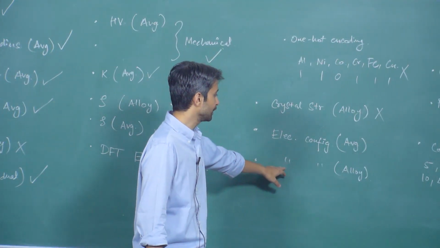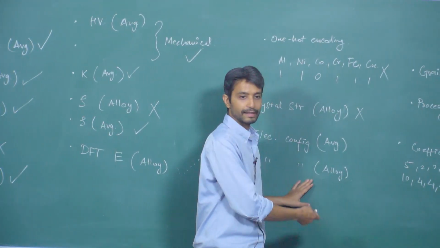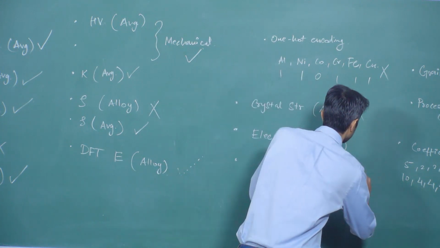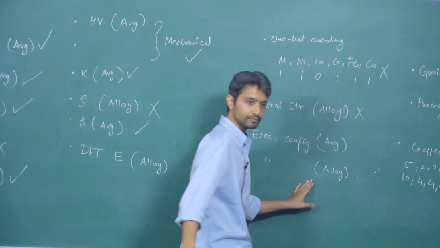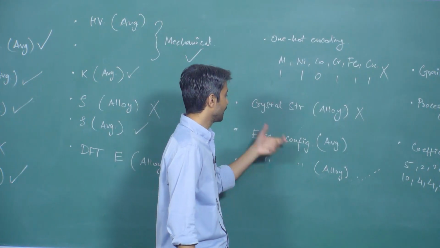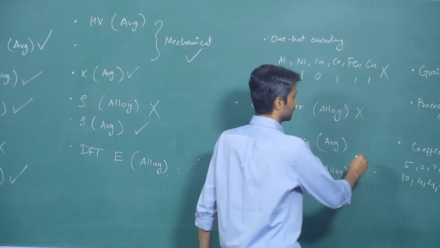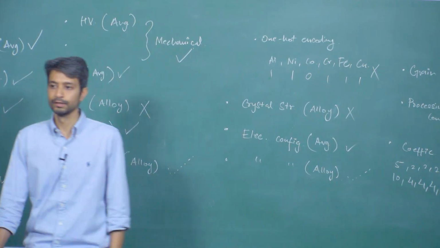Okay, electronic configuration of the alloy again depends on whether you can do computations or not. And average electronic configuration is anyway good.